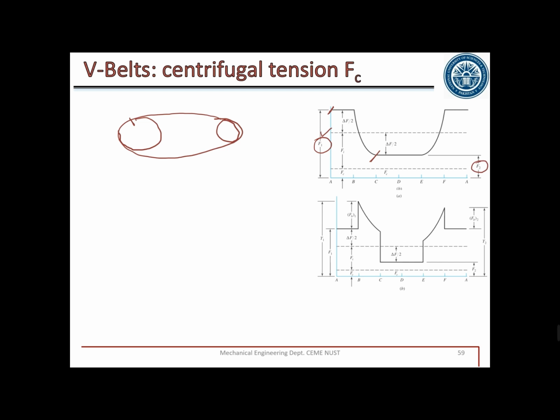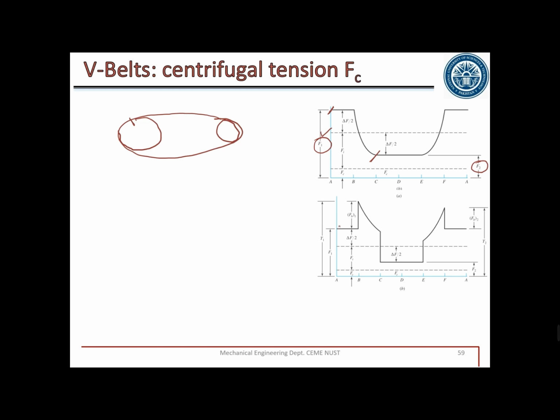But in case of V belt, this is not the case, because V belt has a thickness, as compared to flat belt, whose thickness is negligible as compared to its width. In case of V belt, we have a large thickness. Due to that large thickness, we have to calculate LP. From the inner circumferential length, we have to add some factor to calculate LP, because the V belt has some thickness.